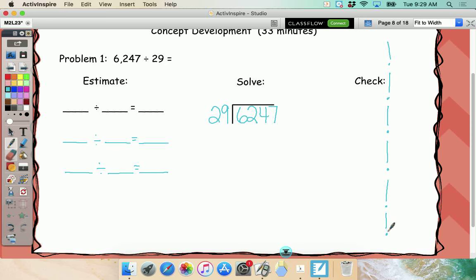Okay? Now, the box. Somebody's saying, the box, Mrs. Lewis. I check with the first two numbers. Will that work? Yes. Okay? What am I going to round my divisor to? 30. Okay. So what will I skip count by? 3. Threes. Okay, so skip count by threes.